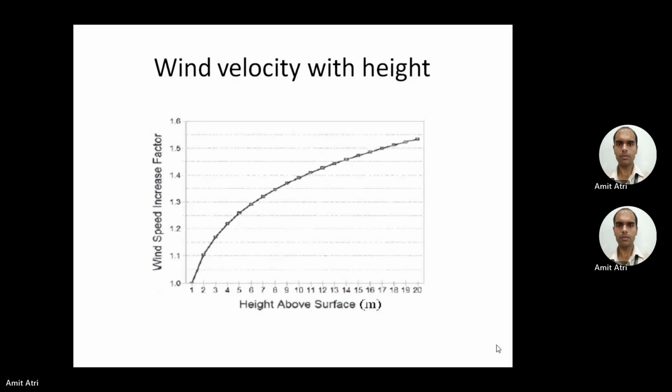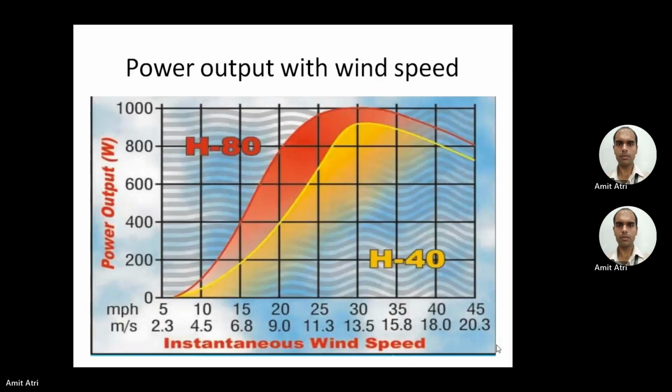Now wind velocity with height. Here directly we can see the height given in meters on the x-axis, and on the y-axis the wind speed increase factor. So directly the speed is increasing with height. Now power output with wind speed. The speed is given on the x-axis in meters per second, then the power output. Usually we see that up to 13.5 meters per second speed, we are getting maximum output of about 1000 watt. As we increase further, we see that the power output comes down.